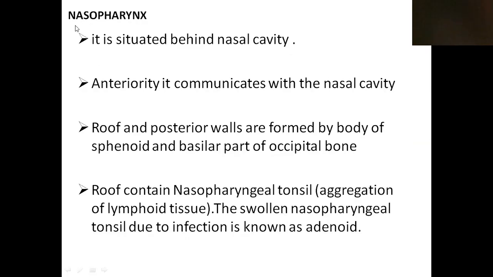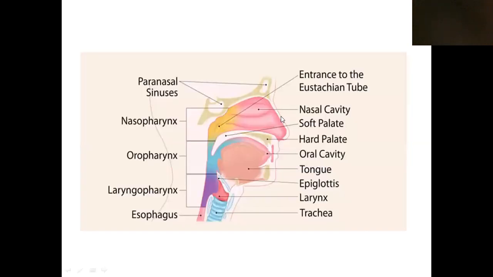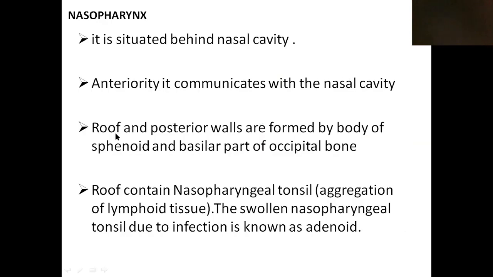First, we are going to see the features of the nasopharynx. First of all, it is located behind the nasal cavity. Anteriorly, it communicates with the nasal cavity. The roof and posterior wall are formed by the body of the sphenoid. Then in the roof, we have a tonsil.